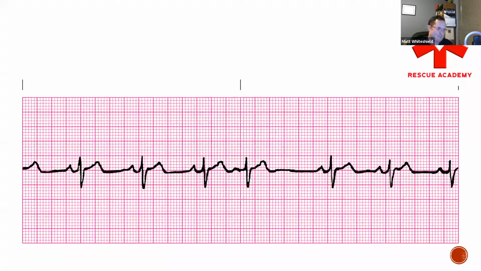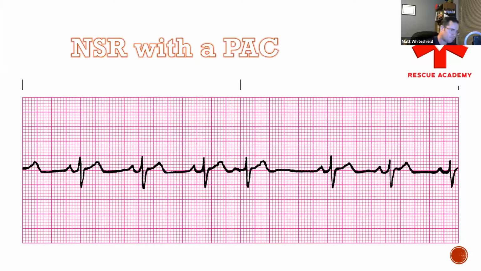All right, I see some irregularity here. Now, those first 3 contractions that you see there, we have upright P's, I have a QRS complex, and then all of a sudden I have some random irregularity right there in the middle of the EKG. Normal sinus rhythm with a PAC. Good job.